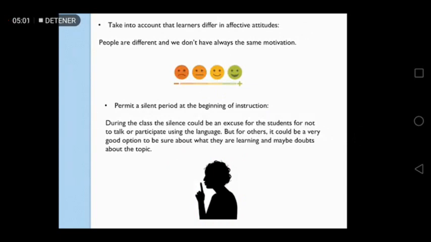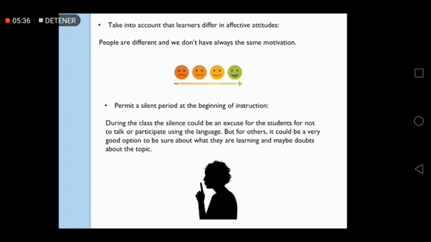Materials should take into account that learners differ in affective attitudes. People are different and we don't always have the same motivation. The teacher could be a motivation if the teacher uses meaningful tools or meaningful materials. The context is a motivation, for example, familiar environment, friends environment, all of that. It's an important part of the learning process, I think.